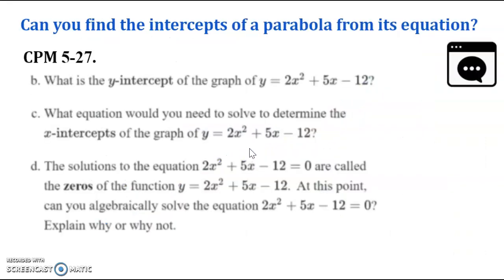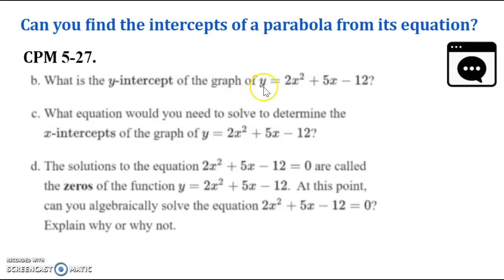Alright, so then I would like you to try to do this yourself. What is the y-intercept for the graph of y is equal to 2x squared plus 5x minus 12? And then when you're done with that, I would like you to try to tackle the rest of the problems here. Okay, and when you have your answers, please enter them in private chat and I can give you quick feedback on that. What equation would we need to solve to determine the x-intercept of the graph y is equal to 2x squared plus 5x minus 12?